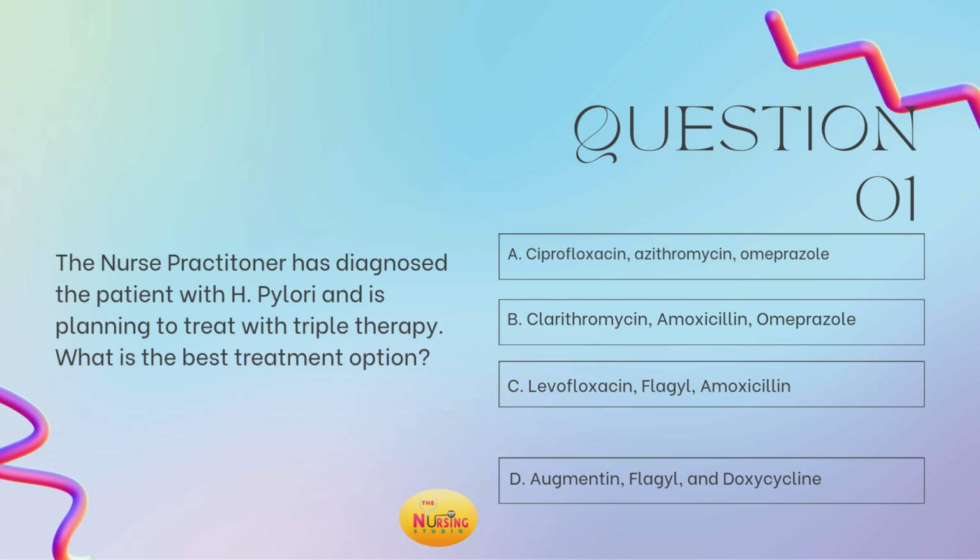Is it A, ciprofloxacin, azithromycin, and omeprazole? Is it B, clarithromycin, amoxicillin, and omeprazole? C, levofloxacin, flagyl, and amoxicillin? Or D, augmentin, flagyl, and doxy? Take a moment and tell me what you got in the comments, you guys.